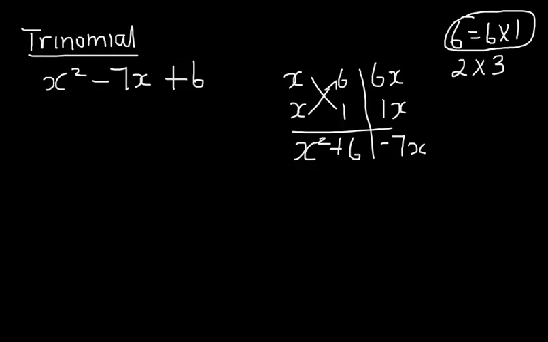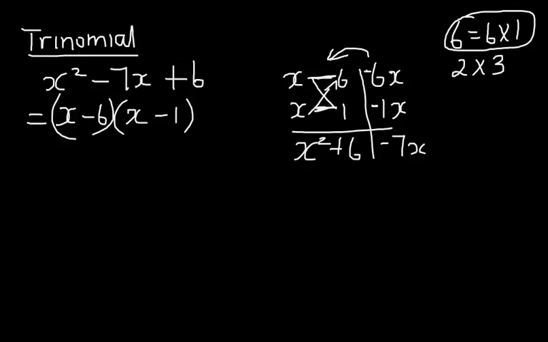Now you must fix your signs so that you get minus 7. So that gives you minus 6, and minus 1 gives you minus 7. Now you transfer your signs sideways. So that gives you a minus, and that is a minus. So therefore, x minus 6 times x minus 1.